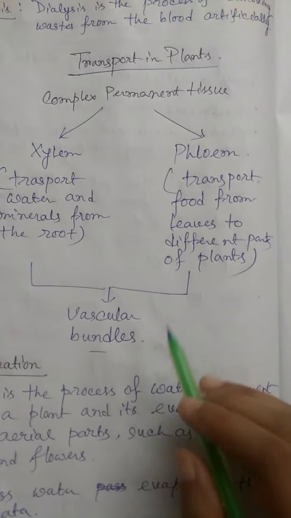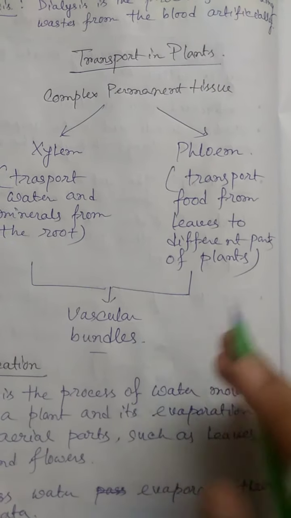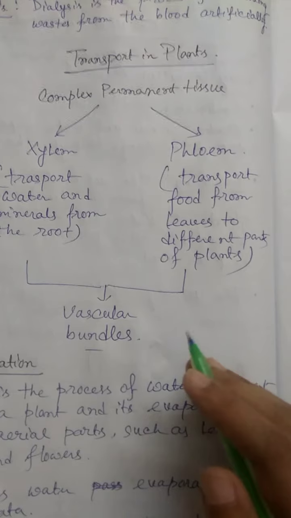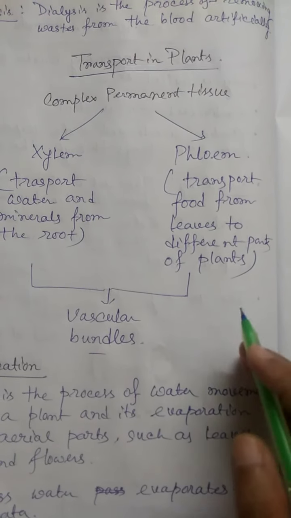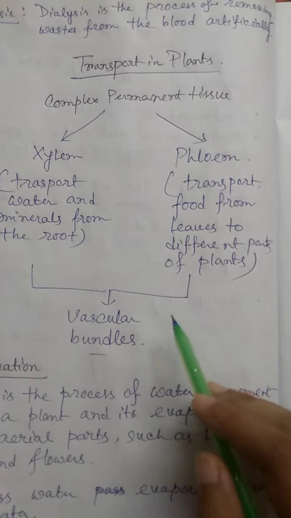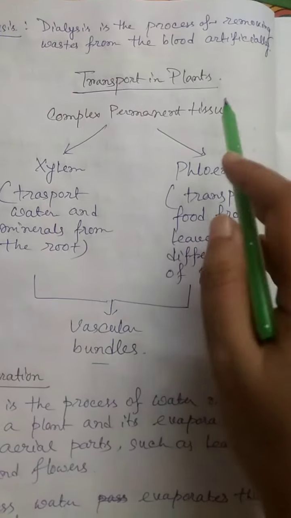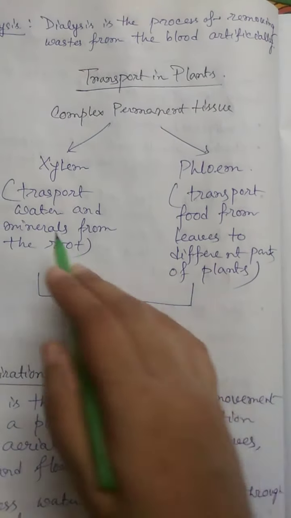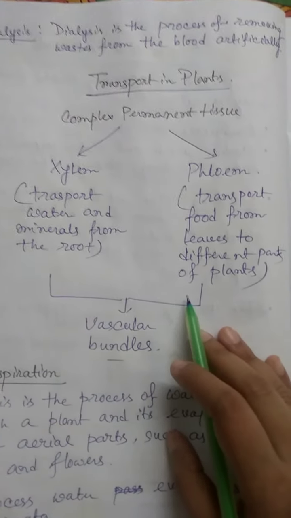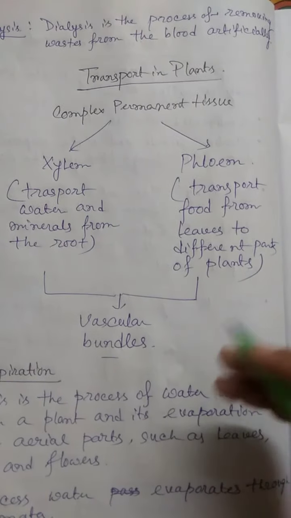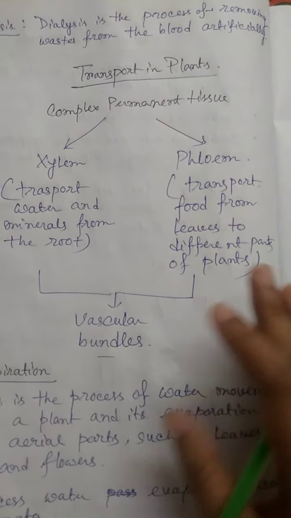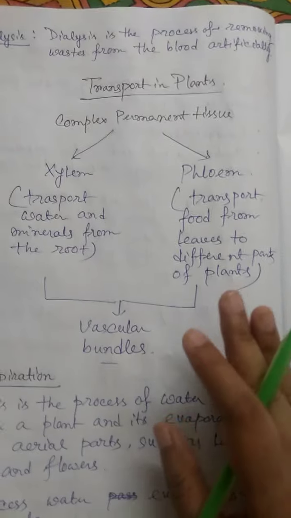Now they are permanent because they cannot divide. This type of cells of the tissues cannot divide. That's why they are known as permanent. So this is the complex permanent tissues. They are of two types, xylem and phloem. We have heard about these two types of tissues.